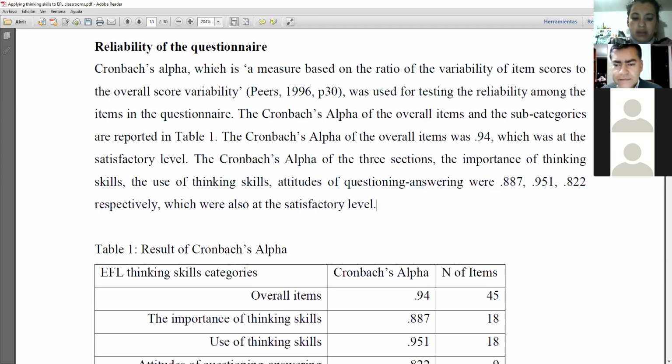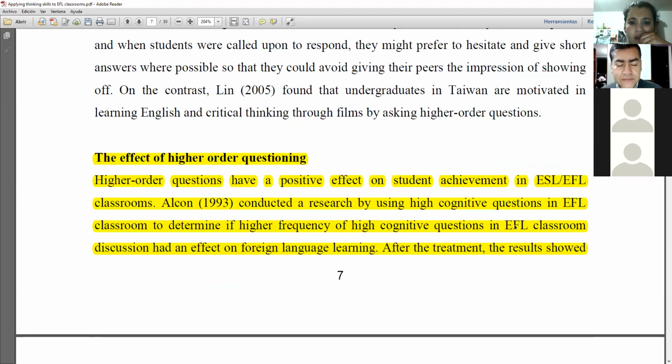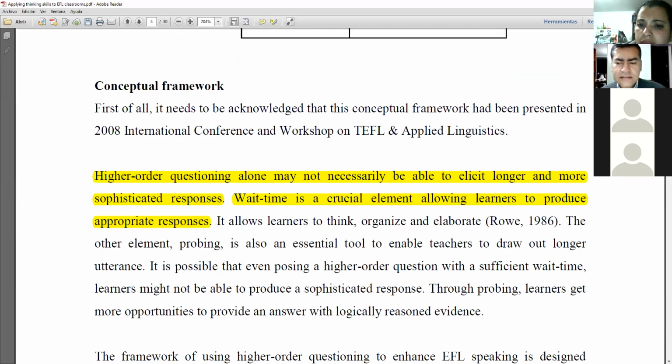But you know what? In the light of this part here, the effect of higher order questioning, especially for the EFL classroom, I guess the statement of the problem could change and be more clear. Yes, the type of questions. Alejandra? We can find more information about the types of questions, thinking skills, and it is better sharing our central topic.